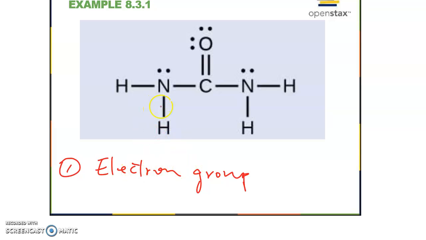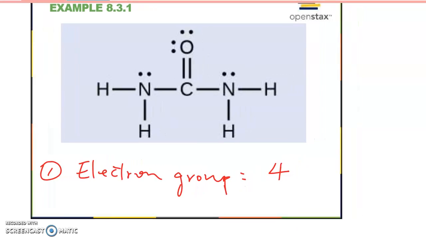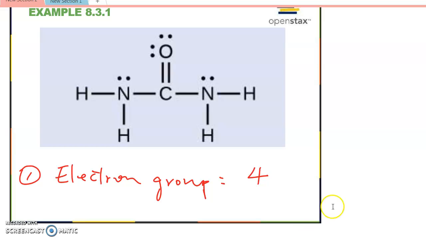Electron groups, let's look at this nitrogen over here. It has 1, 2, 3, and 4 electron groups. A lone pair is considered as an electron group. So in this case, this nitrogen has 4 electron groups. If we have 4 electron groups, what would be the hybridization? Hybridization should add up to 4.